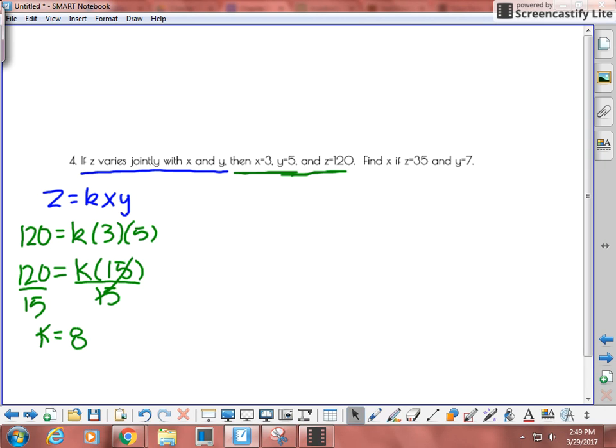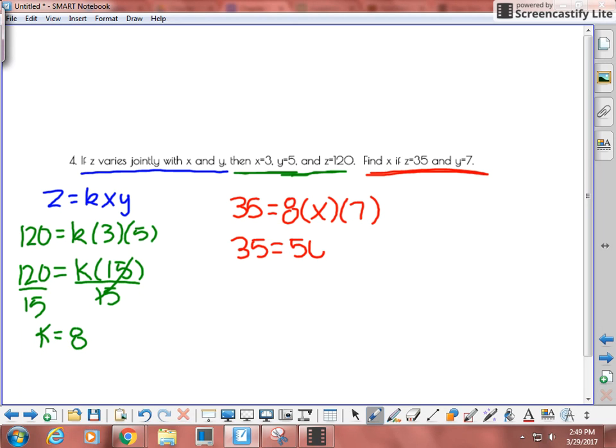Okay, so now it wants to know what happens when I put different values in. So the same equation is working, but right now I know that my z value is 35, my k value is 8 because we just solved for that. I'm looking for x, and my y is 7. So I have 35 equals 56x, divided by 56. And I get 0.625 equals x.